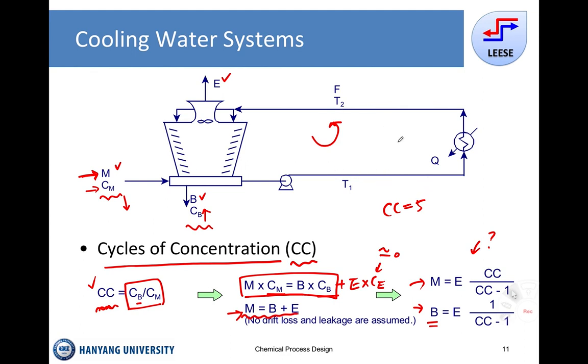So then I want to maintain 5 times more contamination inside the circuit. That is the meaning. Once we have that Cc, then we can estimate the M, how much water is required, and the blowdown B, how much water should be withdrawn from the circuit, okay? So we can estimate the blowdown and the makeup based on your choice of Cc, okay?